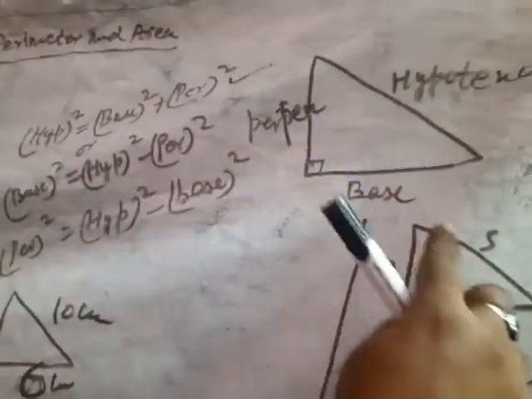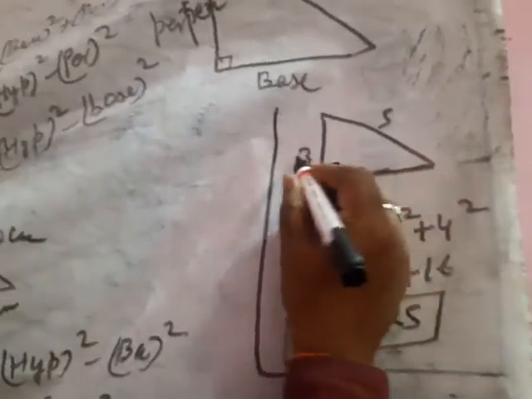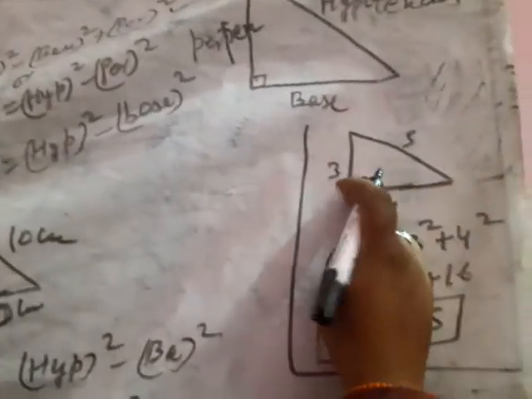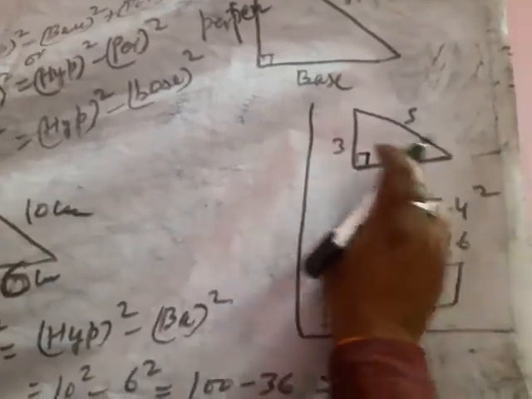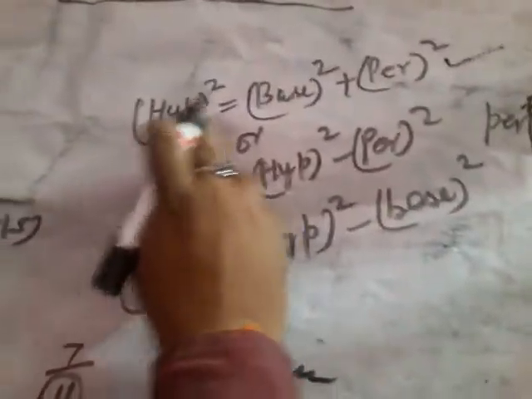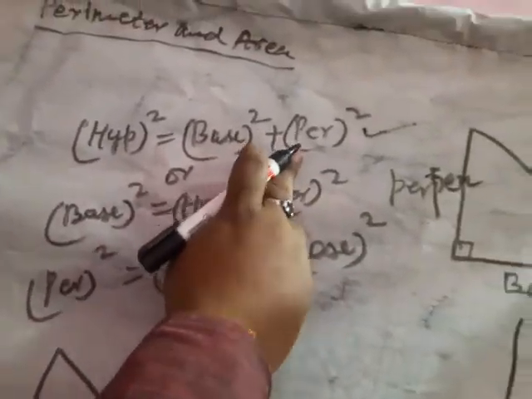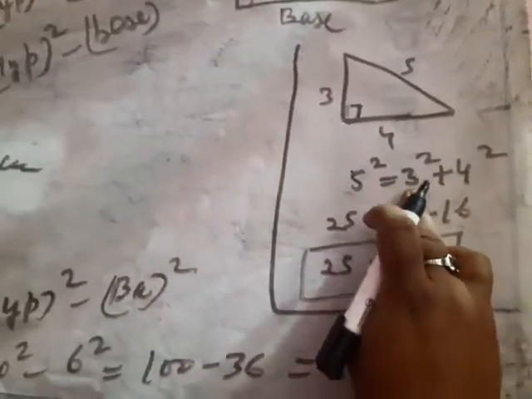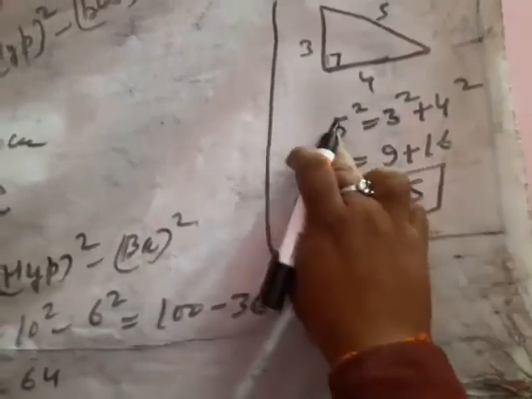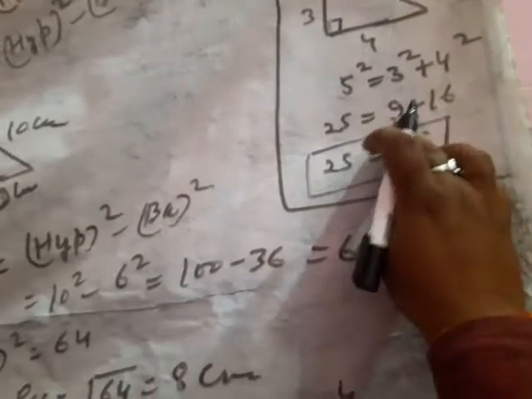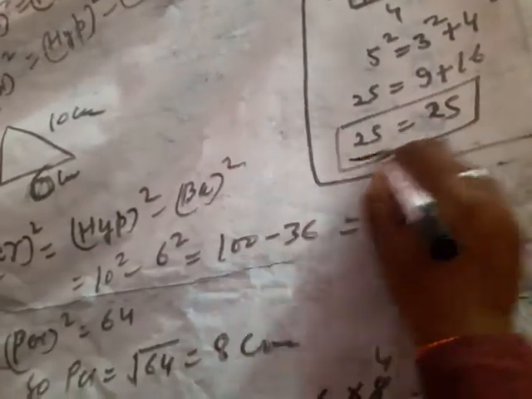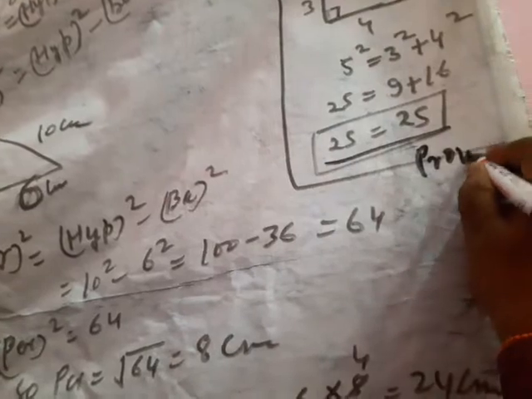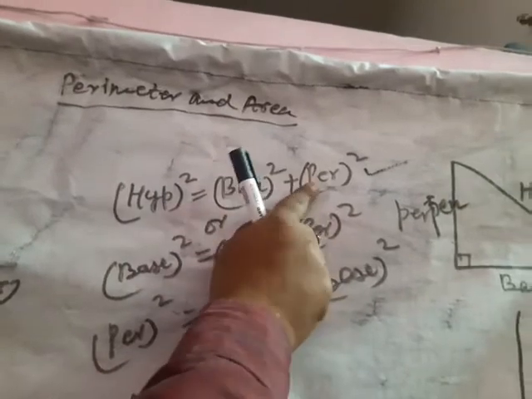Now I am giving one example. Suppose this is our right angle triangle whose sides are 3, 5, 4. This is hypotenuse, this is perpendicular and this is base. If you apply this formula, hypotenuse square is equal to base square plus perpendicular square, in this figure hypotenuse is 5, base 4, perpendicular 3. So 5 square is 25, 3 square is 9 plus 16, 25 is equal to 25. This proves that this formula is right: hypotenuse square is equal to base square plus perpendicular square.